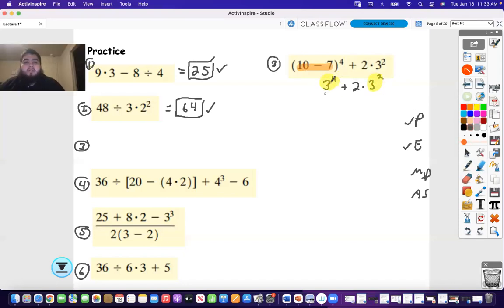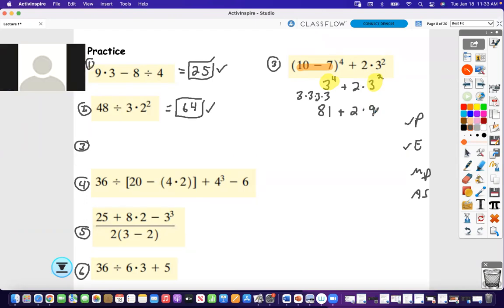Can someone tell me what 3 to the fourth is? What's 3 times 3 times 3 times 3? 81. If it was 3 cubed, it would be 27, but when there's a 4, you can always write it out, 3 times 3 times 3 times 3, and multiply it out like that. You can see here that'll be 9 times 9, which is 81. And then we have 3 squared. Can someone tell me what 3 squared is? 9. 2 times 9. So we're done with exponents.